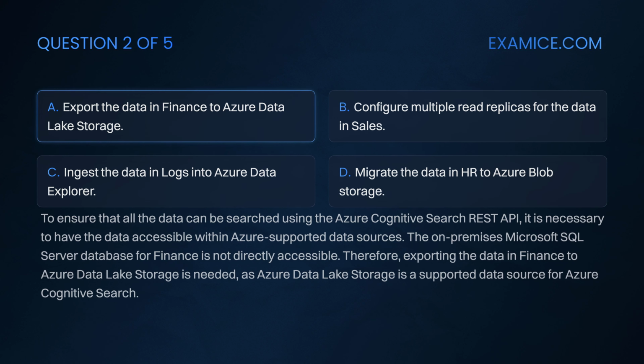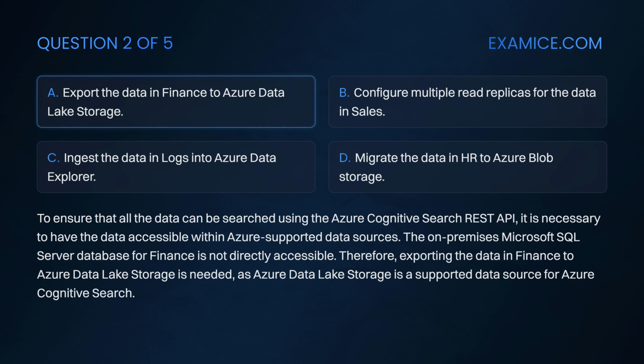To ensure that all the data can be searched using the Azure Cognitive Search REST API, it is necessary to have the data accessible within Azure-supported data sources. The on-premises Microsoft SQL Server Database for finance is not directly accessible. Therefore, exporting the data in finance to Azure Data Lake Storage is needed, as Azure Data Lake Storage is a supported data source for Azure Cognitive Search.